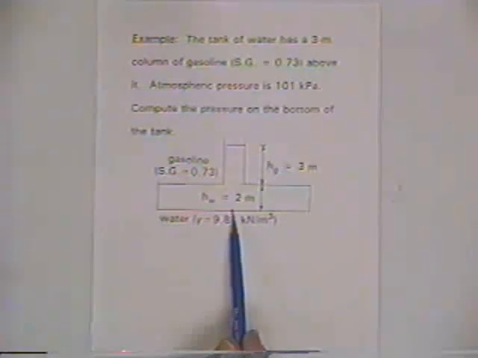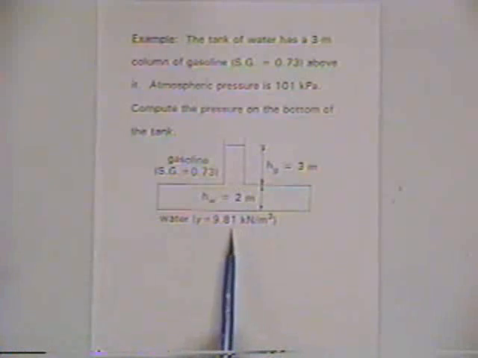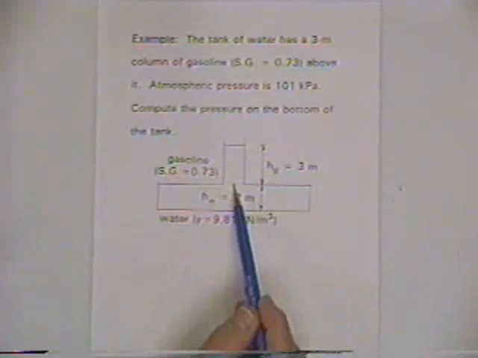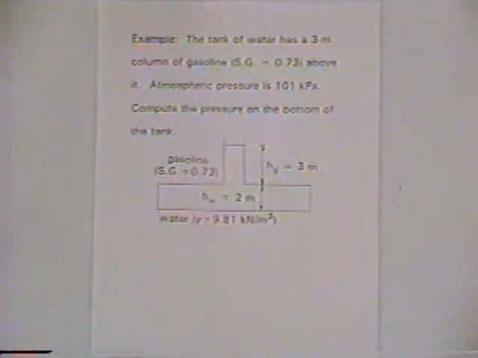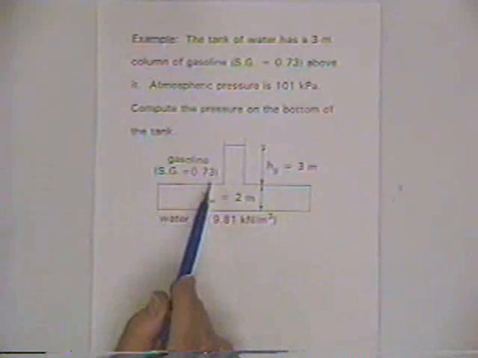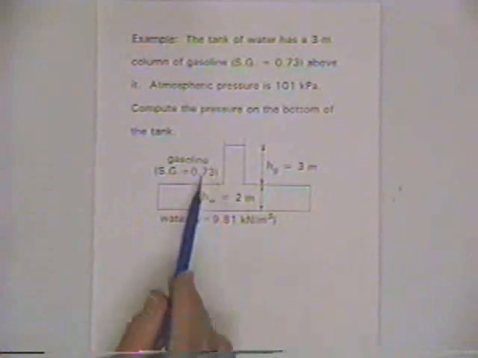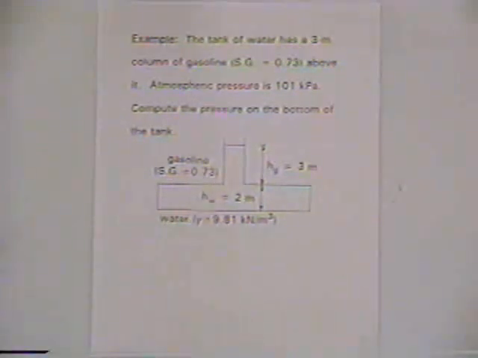And so this point on the bottom is supporting a column of 2 meters at 9.81 kilonewtons per cubic meter unit weight, and then a column on top of that where the specific gravity is given as 0.73, so we multiply the specific gravity times the unit weight to get the unit weight of the liquid on top there. And so we can plug in the numbers and do that.